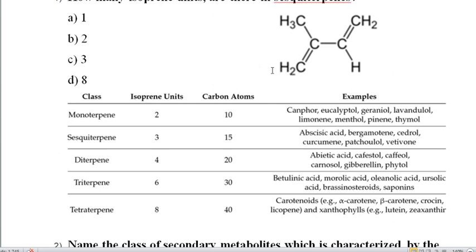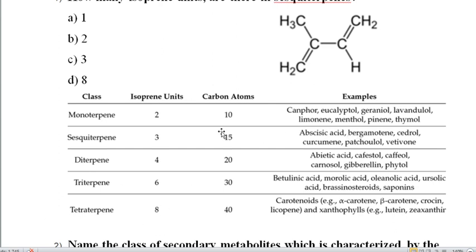So this is the structure of isoprene unit. They are 5 carbon containing compounds. Okay, in monoterpene totally 2 isoprene units will be present. In sesquiterpene totally 3 will be present. In diterpene totally 4 will be present. And in triterpene totally 6 will be present. And in tetraterpene totally 8 will be present.